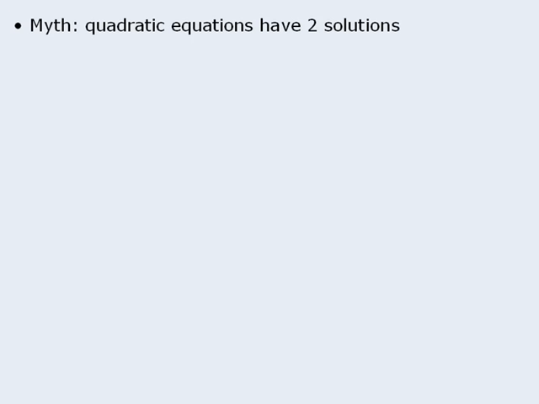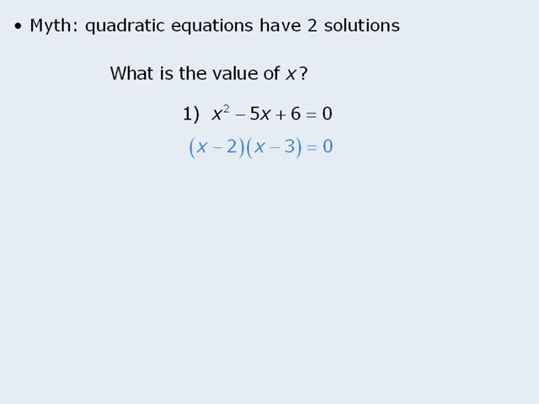This myth says that all quadratic equations have two solutions. Like the last myth, this myth is partially true. For example, in this question, we want to find the value of x, and statement 1 provides us with a quadratic equation involving x. We can solve this equation for x by first factoring the left-hand side, and when we do this, we can see that x equals 2 or 3. Since there are two possible values for x, we know that statement 1 is not sufficient.